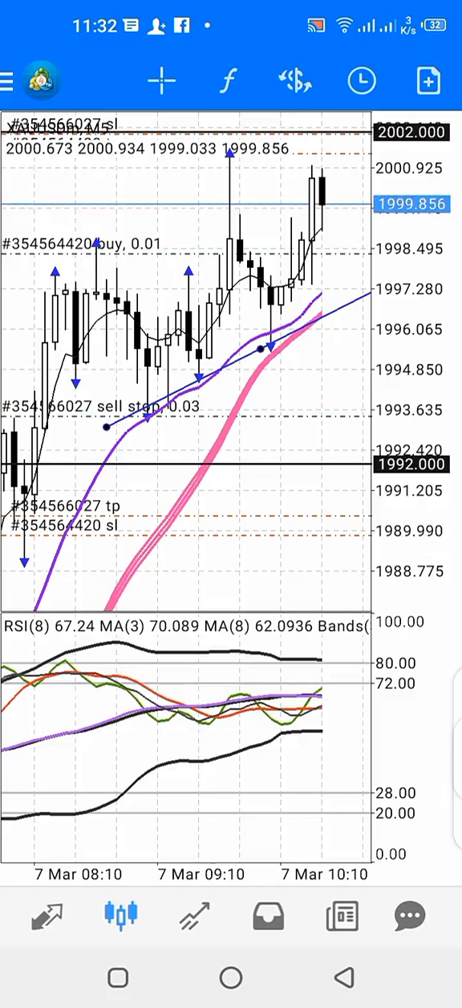So I expect price to go up and trigger my take profit above. Expect price to go up and trigger my take profit. So let's see how it goes.